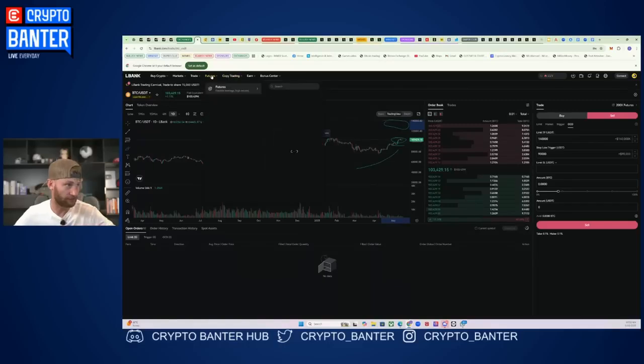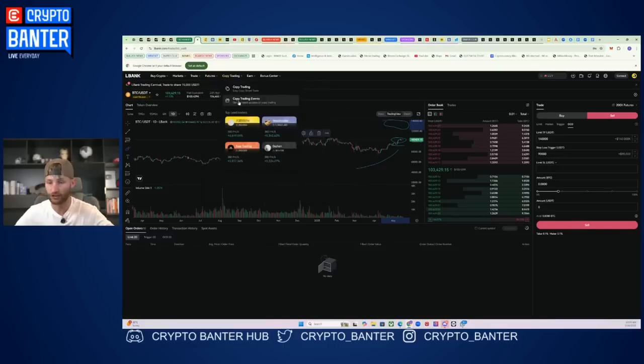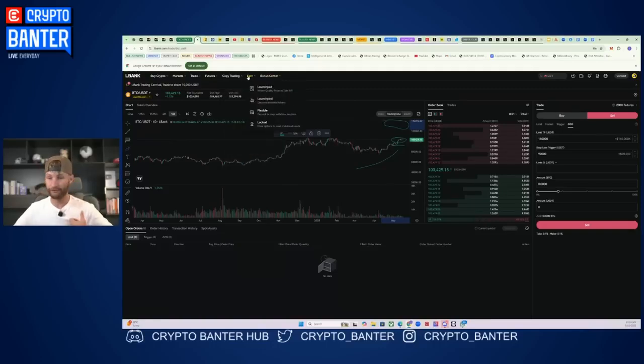Then what you have on top here is the futures, copy trading. Okay, so futures is where we're going to go next, which is the leverage. Copy trading, there's a bunch of copy trading options here if you want to put some money that copies someone else. Okay, I always believe in trading yourself, but there are great traders out there, and you can find if you want to put a little bit of money to grow with someone that is trading, fantastic. You got the earn section, bonus section.